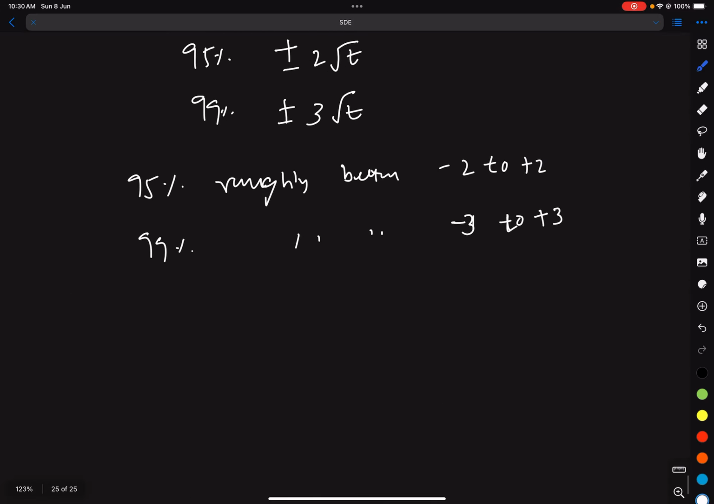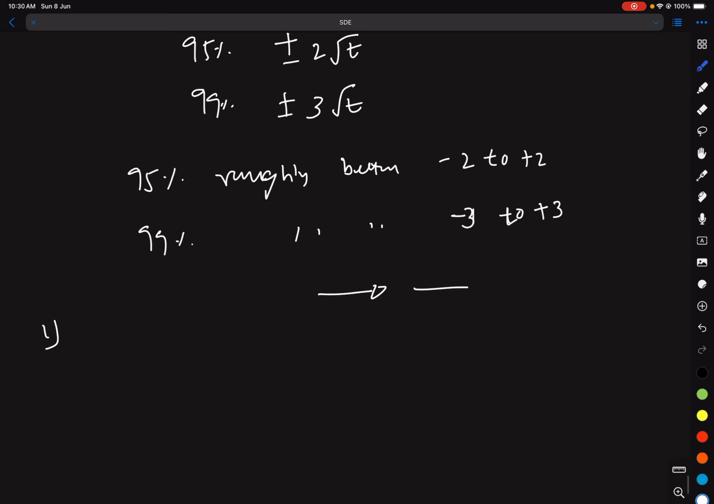I'll explain this with one example. I'll take both discrete values and continuous values to calculate Brownian motion.